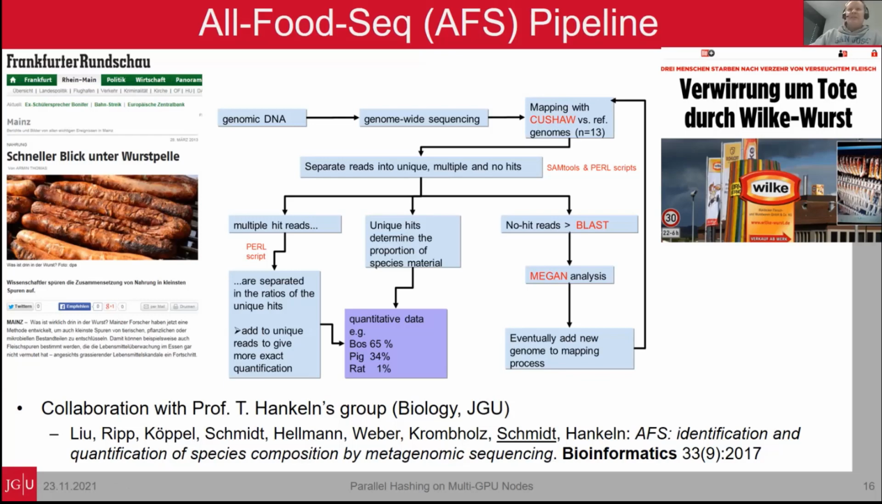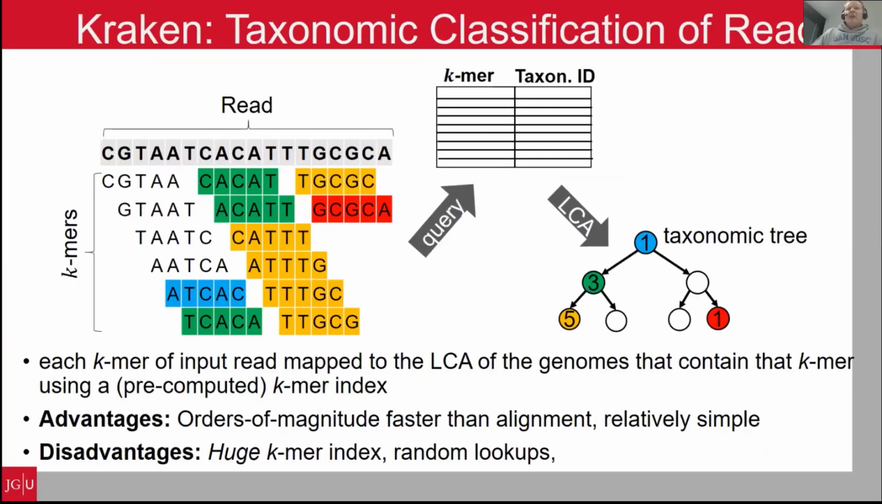expensive alignments, but to use just comparison of k-mers. K-mers are short substrings of length k of a read or of a reference genome. Here you can see an example. You have, let's say, a read here, CGTAA, and so on. And in this diagram, I extracted all k-mers with k equals 5, so all substrings of length 5.